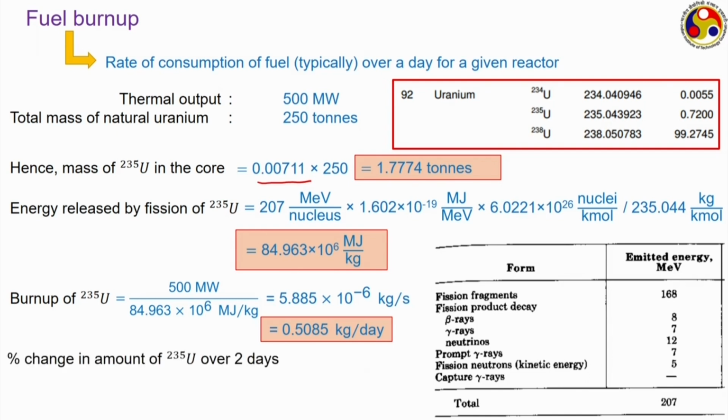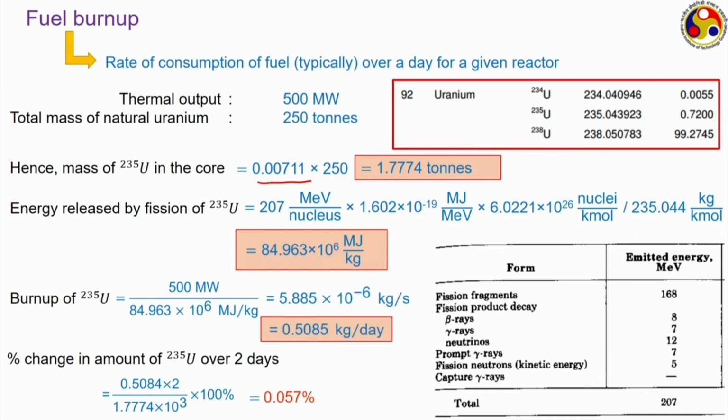So, if we want to calculate the percentage change in the amount of uranium 235 inside the reactor over a period of 2 days, then we can calculate the amount of fuel consumed in a single day multiplied by 2, divided by the total mass available, and just 0.057%, that is less than 0.06% change in fuel mass will happen over a period of 2 days, and that is why we can neglect this depletion of fuel mass in short or intermediate time problems.